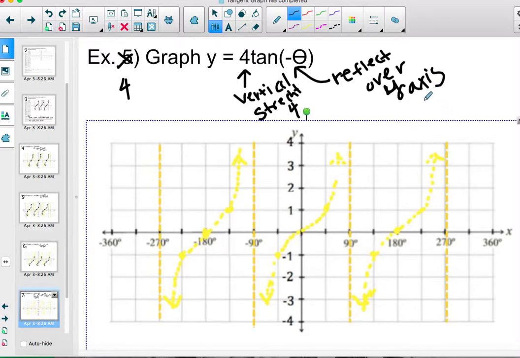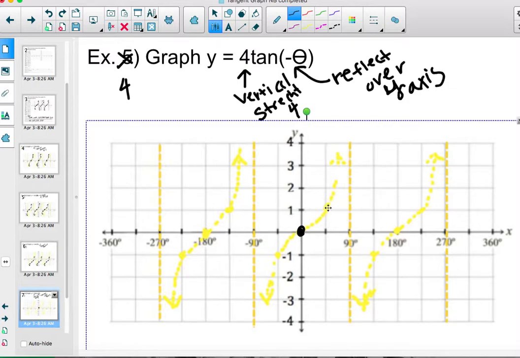Okay, so now that you have your parent graph sketched out, with a vertical stretch and a reflection, our asymptotes are going to stay the same. And so here at 0, 0, that's going to stay the same when I reflect over the y-axis. So what we need to do is all of our reflections and then do the stretch, okay? So the center one, let's start here, because 0, 0 is going to stay the same.